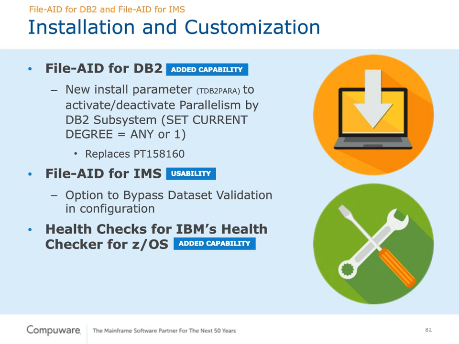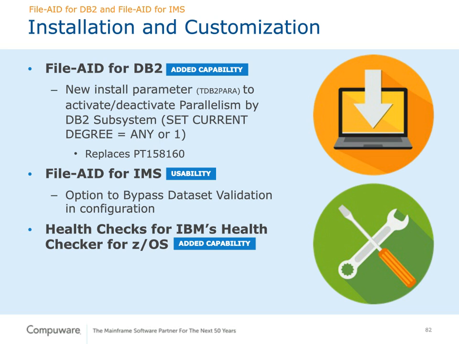File-AID for IMS configuration has also been changed to enhance usability based on feedback from users to allow the installer to bypass dataset validation during configuration. In the past, File-AID for IMS would check the datasets entered on the configuration panels existed and would flag any missing datasets as an error.